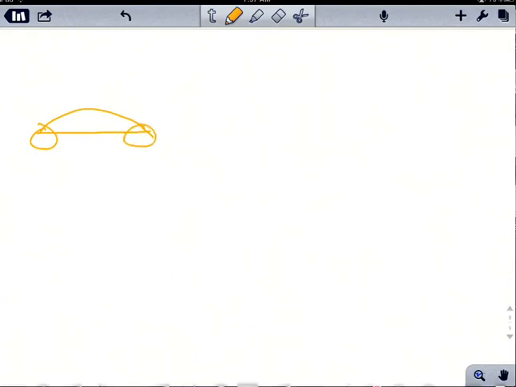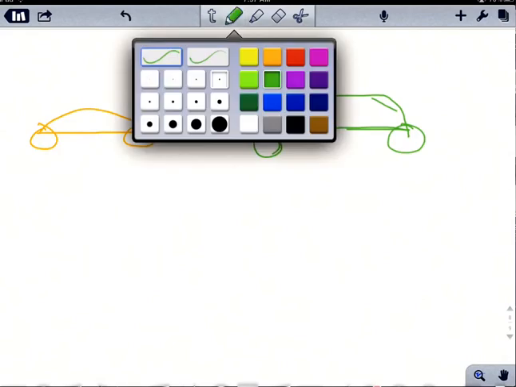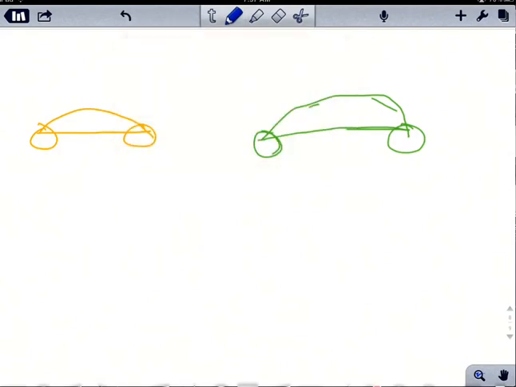Here's a car, and then we have another car. They're both moving toward the right, and so they both have a velocity in a positive direction. We're going to say that our first car has a velocity of 15 meters per second, and the second car has a velocity of 10 meters per second.